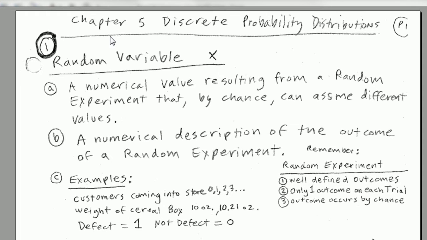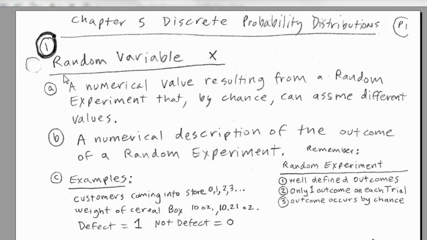Hey, we're in Chapter 5. We're going to talk about discrete probability distributions. And we already know a little bit about probability distributions, not only from Chapter 3 when we did frequency distributions and relative frequency distributions, but also from last chapter.